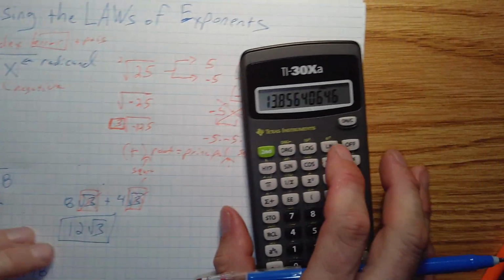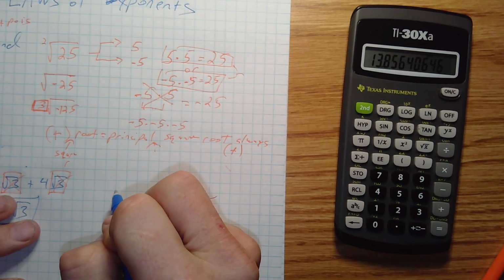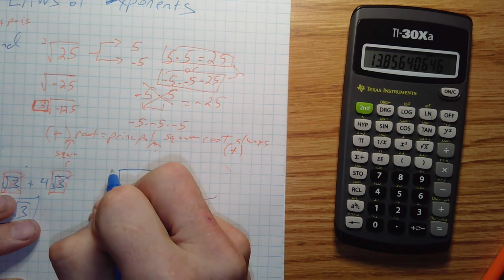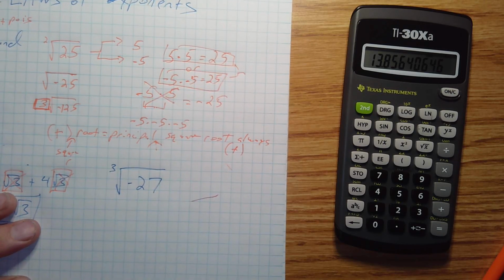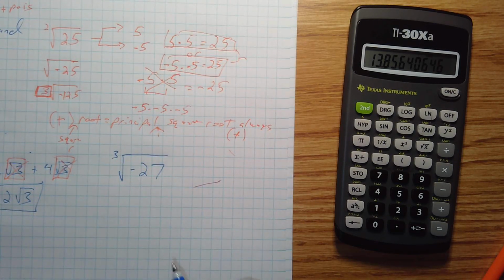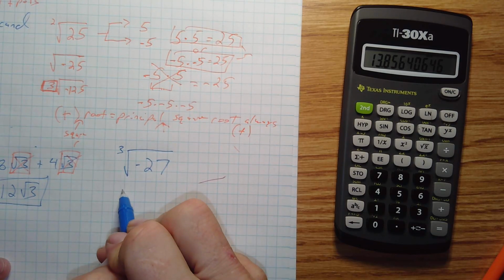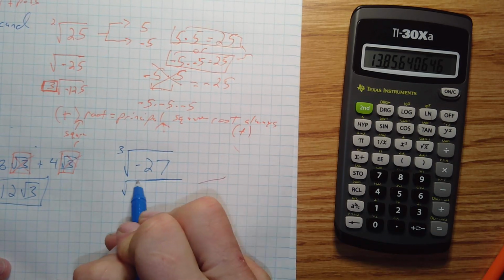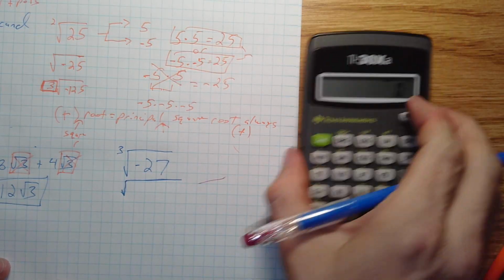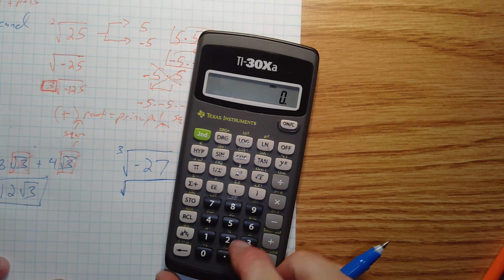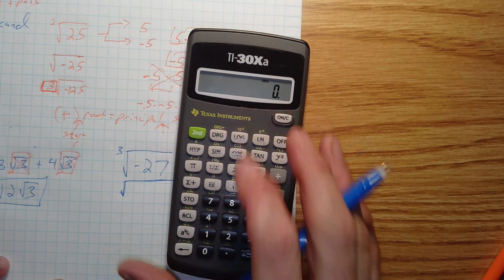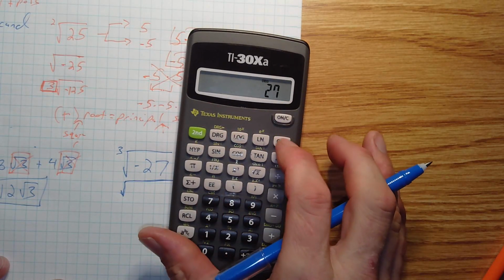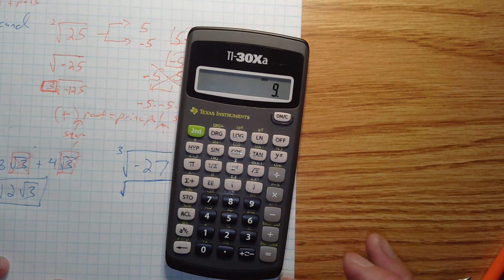So let's talk about cube roots here. Let's say we have the cube root of negative 27. All right, well, let's break down negative 27 into something. So what's 27? What do I need to get 27? Well, 27 is not a prime number. Well, 27 divided by 3 is 9.